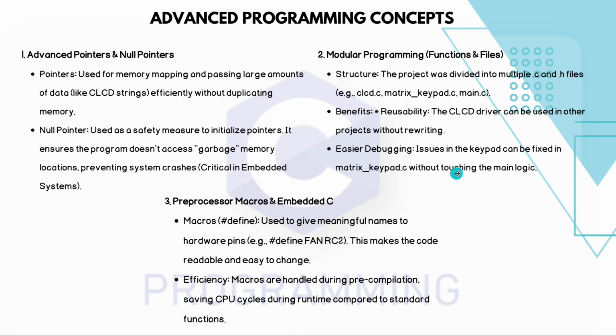The third one is macros in embedded C. Macros are powerful text substitutions processed before your code is actually compiled. Macros define the code with meaningful names for the hardware pins, so this makes the code readable and easy to change. Efficiency: macros are handled during pre-compilation, which saves CPU cycles at runtime compared to standard functions.